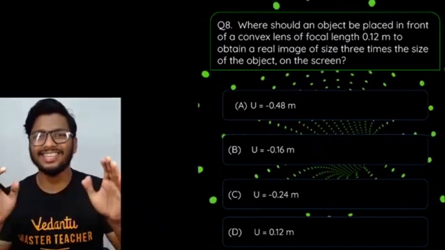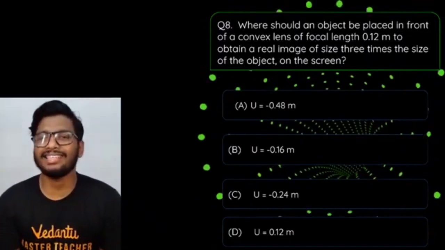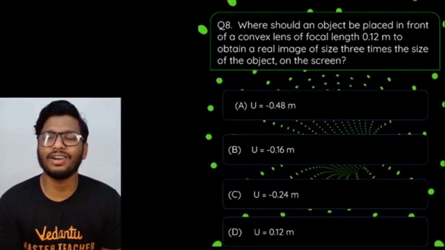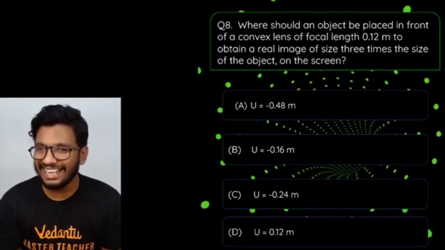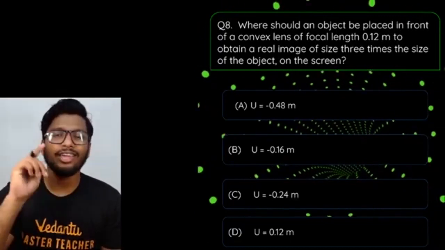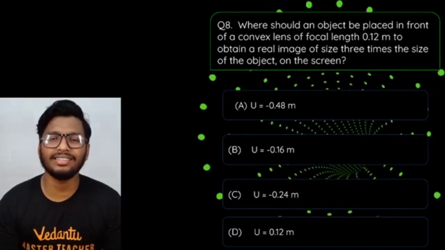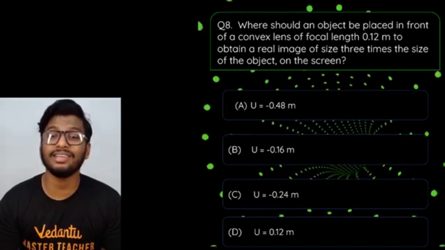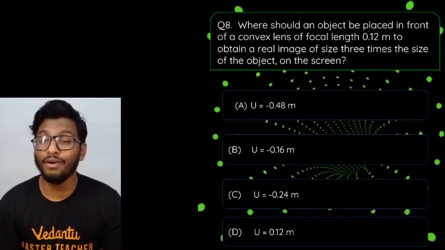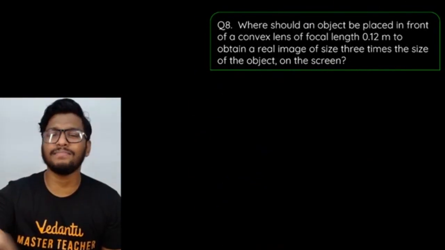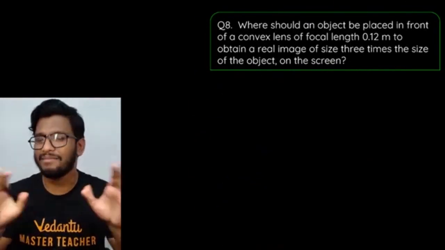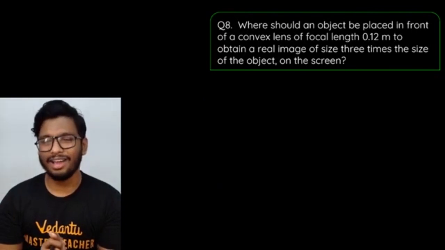The last question, here it is. Where should an object be placed in front of a convex lens of focal length 0.12 meters to obtain a real image of size 3 times the size of an object on the screen? U is equal to minus 0.48 meters, U is equal to 0.16 meters, U is equal to minus 0.24 meters, or U is equal to 0.12 meters. Let me know what is the answer, people. This is by far the toughest question that we have solved today.